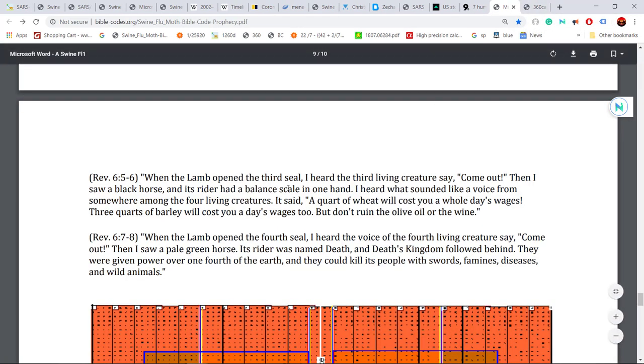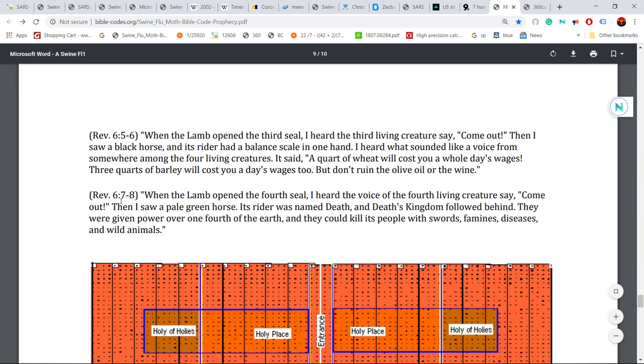Okay. When the Lamb opened the third seal, I heard the third living creature say, "Come out." Then I saw a black horse, and its rider had a balance scale in one hand. I heard what sounded like a voice from somewhere among the four living creatures. It said, "A quart of wheat will cost you a whole day's wage. Three quarts of barley will cost you a day's wages too, but don't ruin the olive oil or the wine." Right? And the next verse.